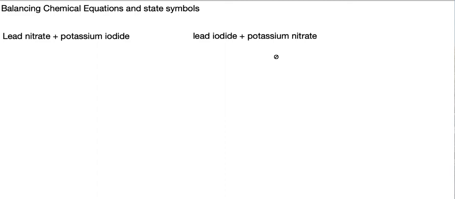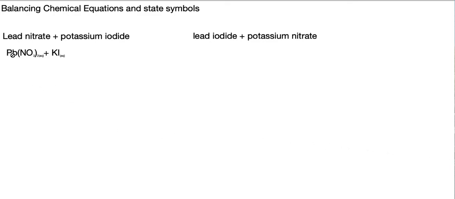Now you might remember, and we will talk about it a little later, the reactivity series and how this reaction works, because potassium is more reactive than lead, and therefore the potassium will displace the lead from the lead nitrate and make potassium nitrate, leaving lead to combine with the iodine and make lead iodide. So let's look at the symbols then for this.